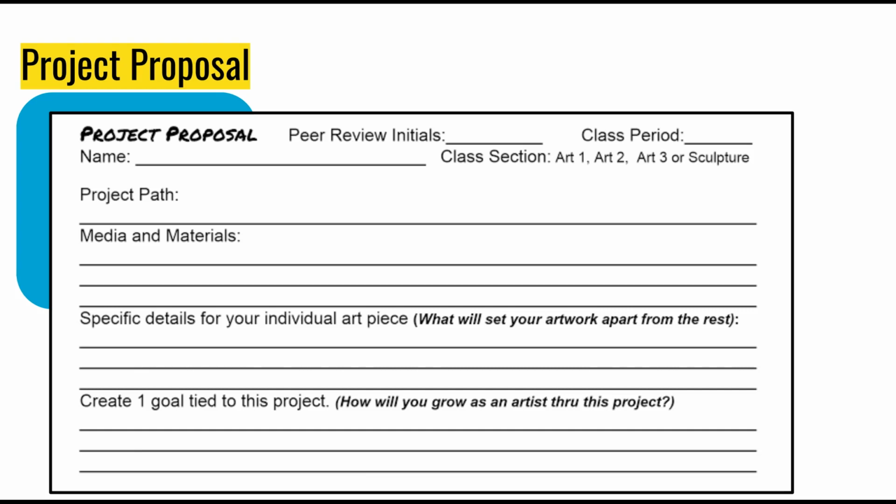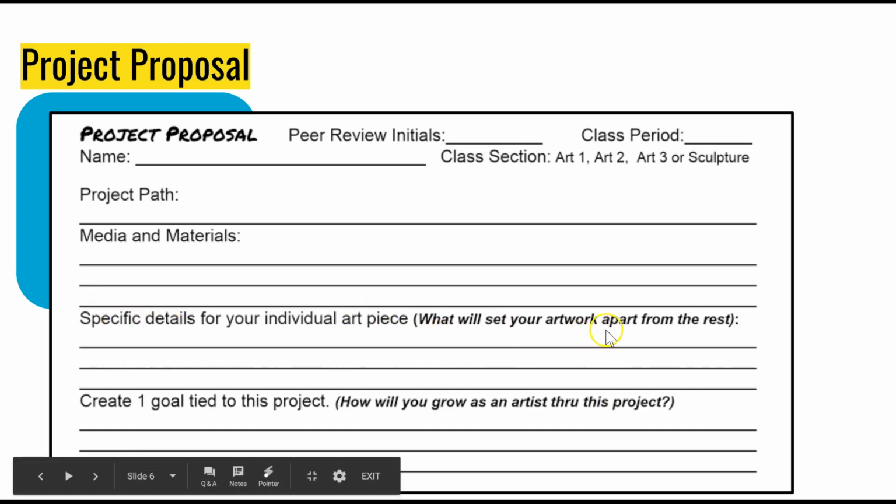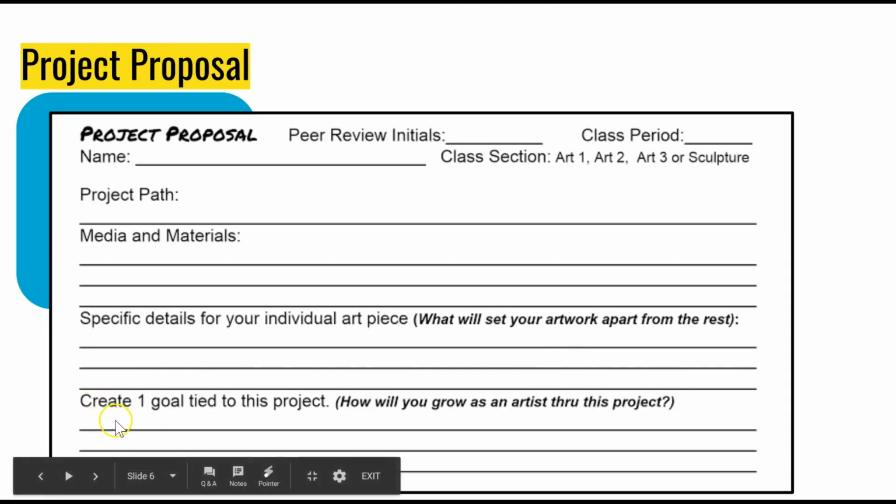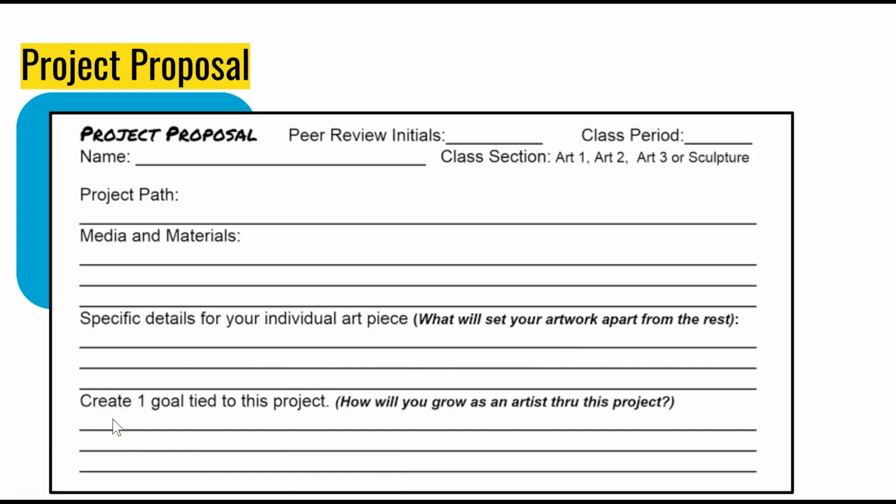My artwork is going to be very individual. It represents me as an artist. We get pretty deep in here. So this is where they start to think about what will set their artwork apart from everyone else, style-wise and physically. And then down here's a goal-setting piece where they create one goal that's tied to that project. What goal will they set in order to grow as an artist through this project?